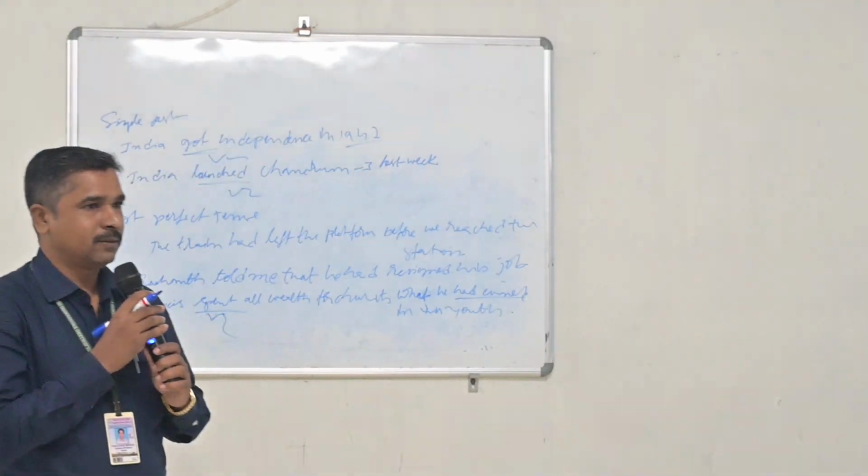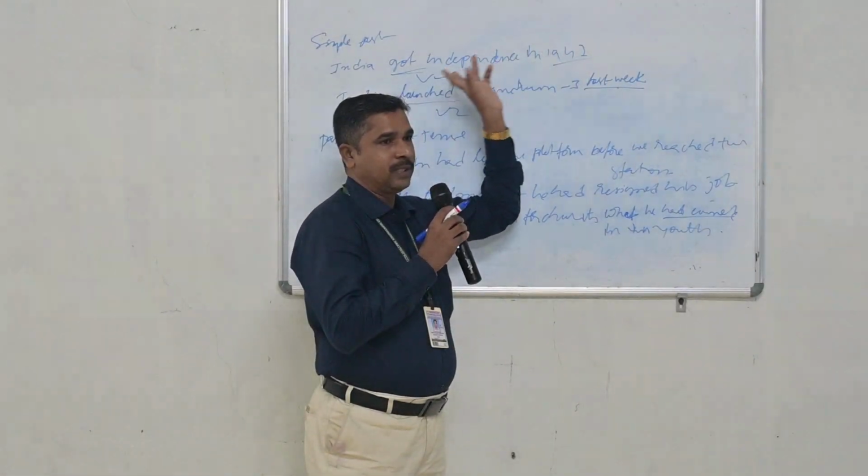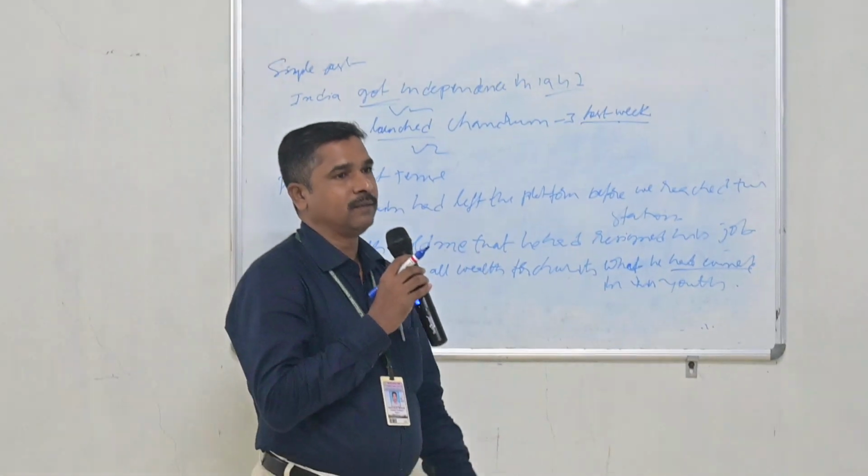Okay, sir. Now we'll have a small exercise. Last week, what is the last week? It is a past time indicator. So when you use past time indicator, we have to use simple past tense. We cannot use past perfect tense. What is the time indicator here? Last week. So simple past tense indicator. And even here, 1947 is the time indicator. So you have to use only simple past tense. We cannot use had plus V3.